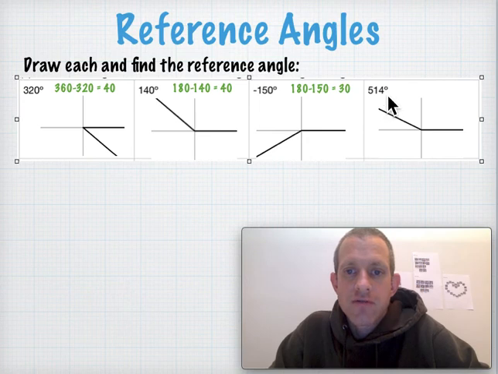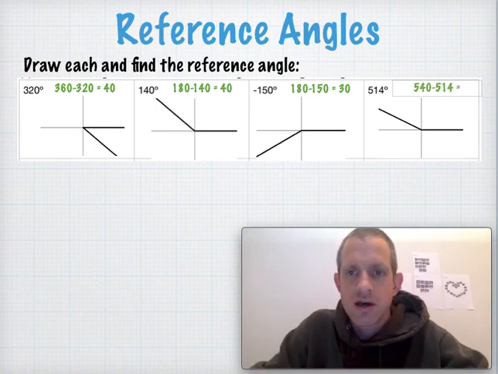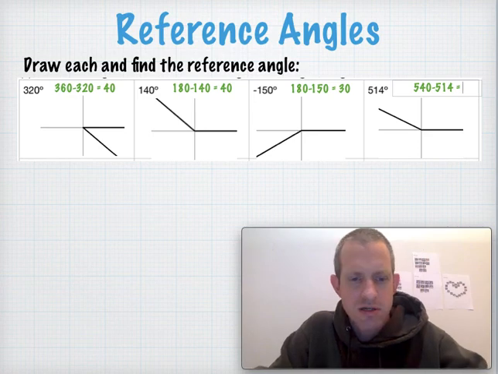And 514, that's a big angle. It goes all the way around past 360, past 450, but not quite to 540. And so what I want to know is how far between 540 and 514 it is. And so I'll have to do a subtraction. 540 minus 514, what is that, 36 degrees? 26 degrees.